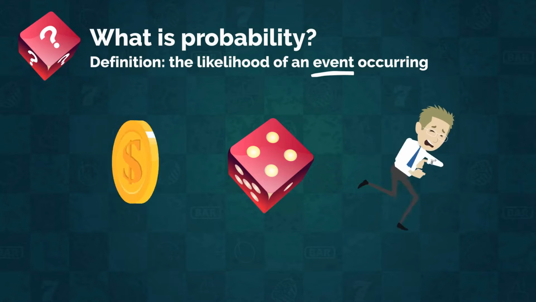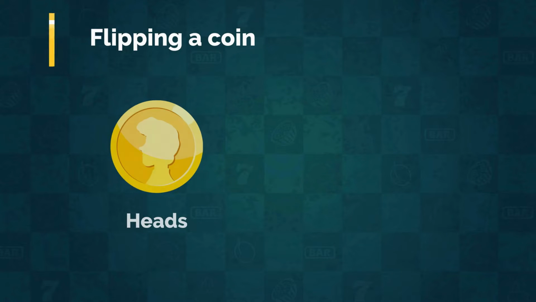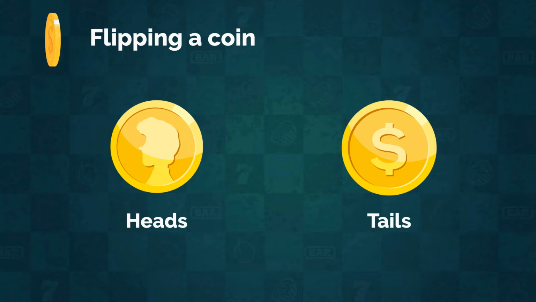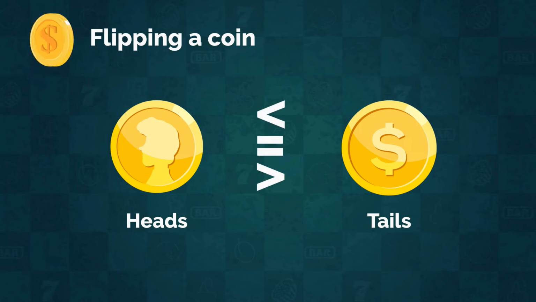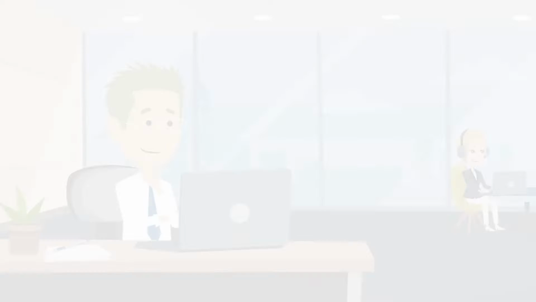Take flipping a coin, for example. There isn't only one single probability involved, since there are two possible outcomes: getting heads or getting tails. That means we have two possible events, and we need to assign probabilities to each one.